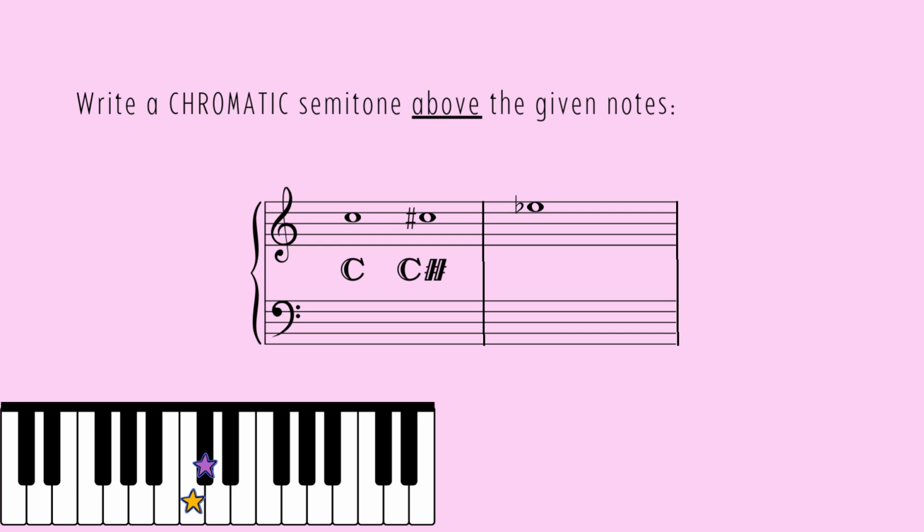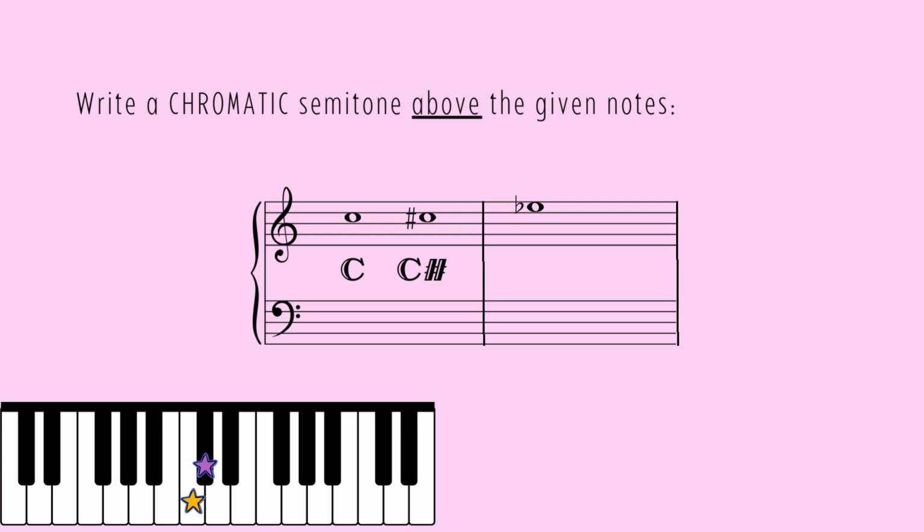So the first thing you want to do is write another note on the same line or space right beside your given note. When you're asked about a chromatic semitone, you have to remember that it's always on the same line or space and is sharing that same letter name. The next step is to look at the picture of the keyboard and locate your given note so that you can visualize the note that's going to be a semitone away from your given note.